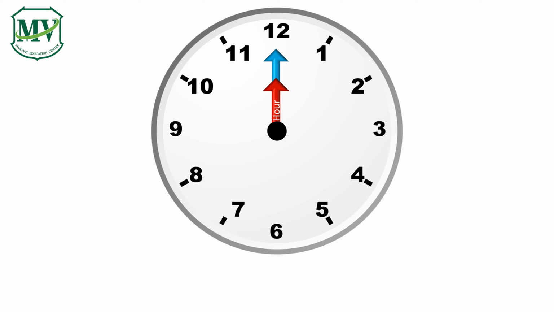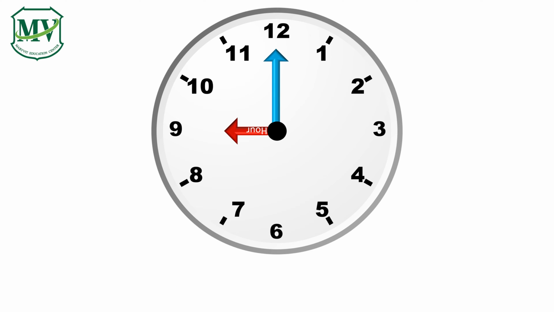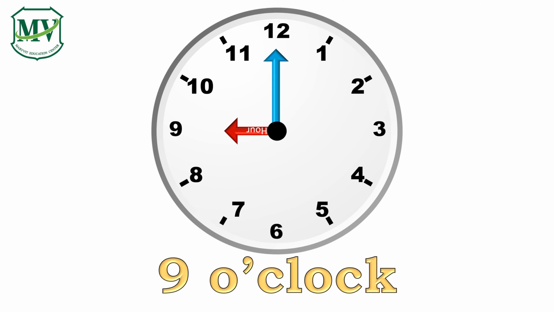A clock has two hands, just like you, but one hand is shorter than the other. It is also known as hour hand. When we look at the time, we always look at the hour hand first. Now, what time is shown? Good! It's 9 o'clock.